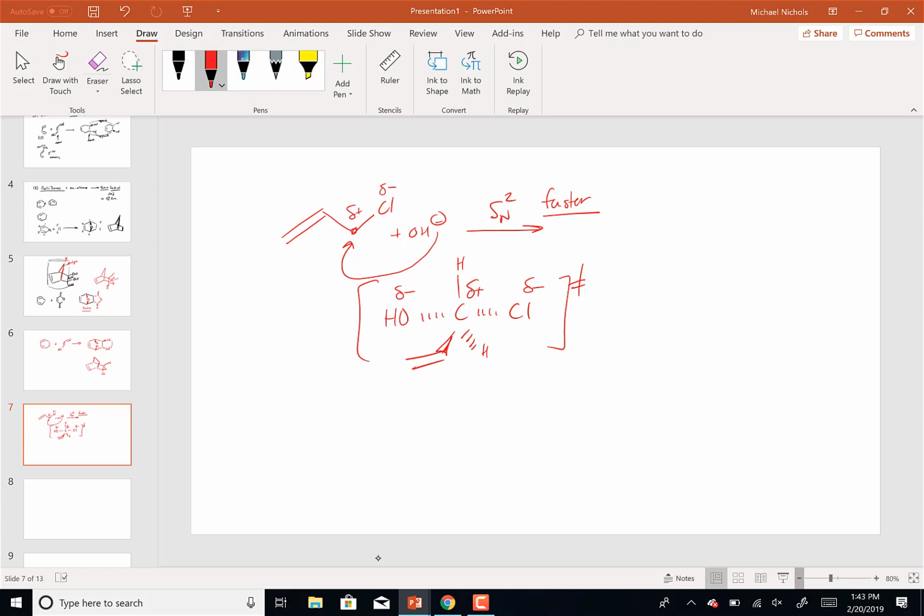Except for doing some mechanisms on 1,2 and 1,4 addition.